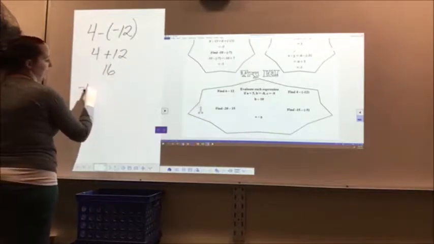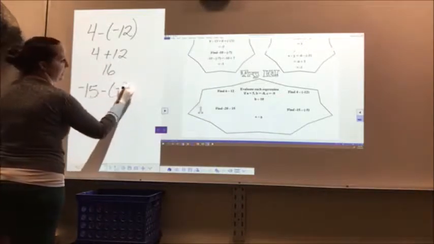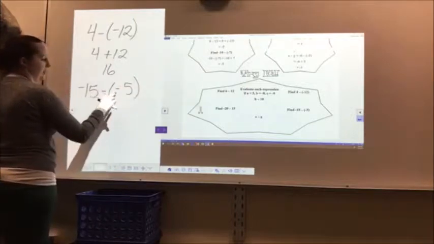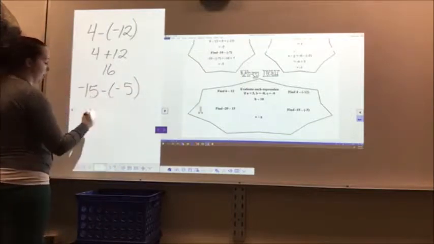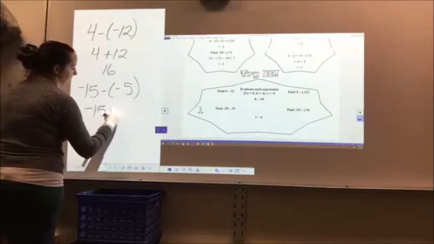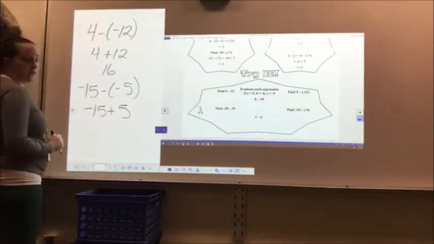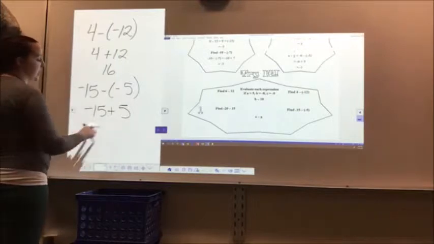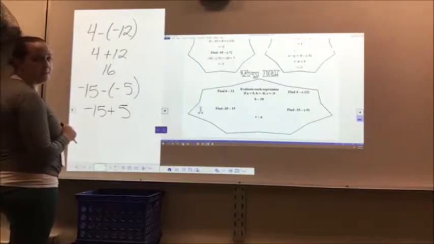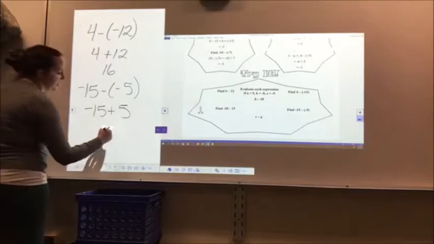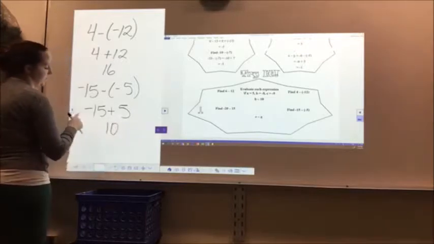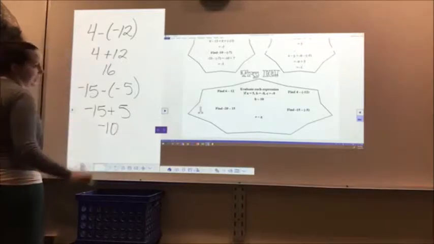Then I have negative 15 minus a negative 5. Again, two negatives right next to each other become a positive. So negative 15 plus 5. Different signs, which means they're enemies. I subtract them. 15 minus 5 is 10. 15's bigger, 15 wins, so my answer is negative 10.